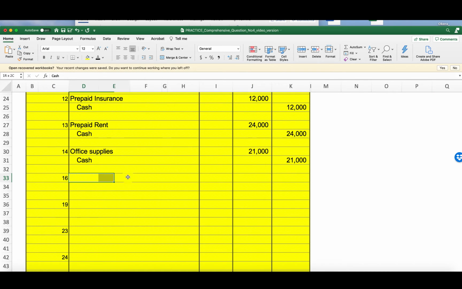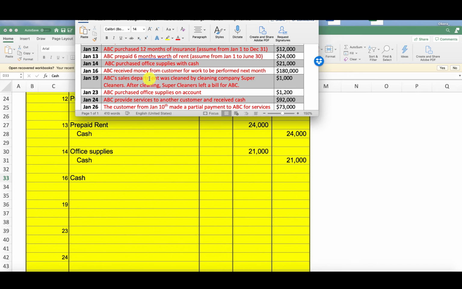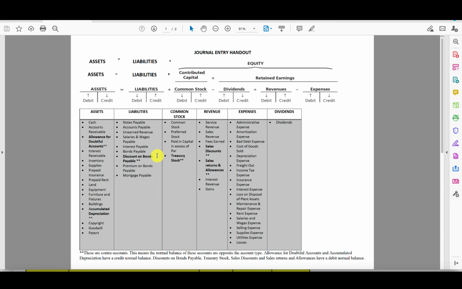So we'll do the cash part first because we know that. We're going to debit cash. Why am I receiving this cash? Okay, you receive money from a customer for work to be performed next month. It didn't say you performed services. If it said perform services, that would be service revenue. It says it's work you're going to perform in the future, and we have an account for that work that you will perform in the future after receiving money, called unearned revenue.